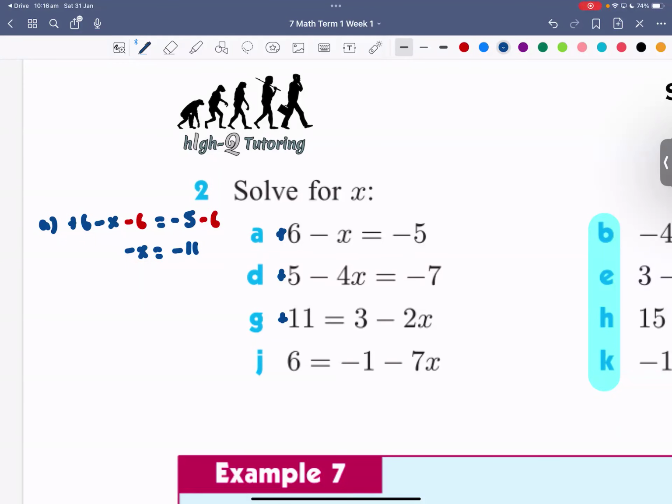And if -x is -11, what's positive x? Positive 11, because you just get rid of the negative on both sides. If both sides are negative, you can cross them out, basically.